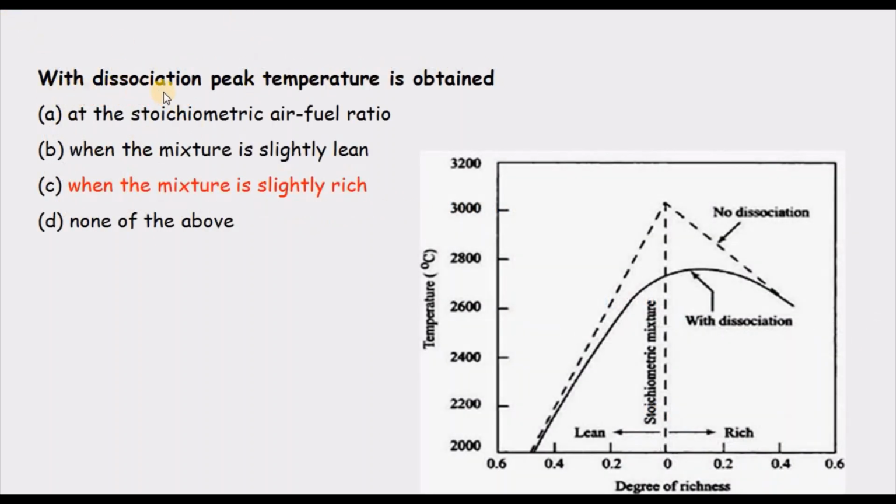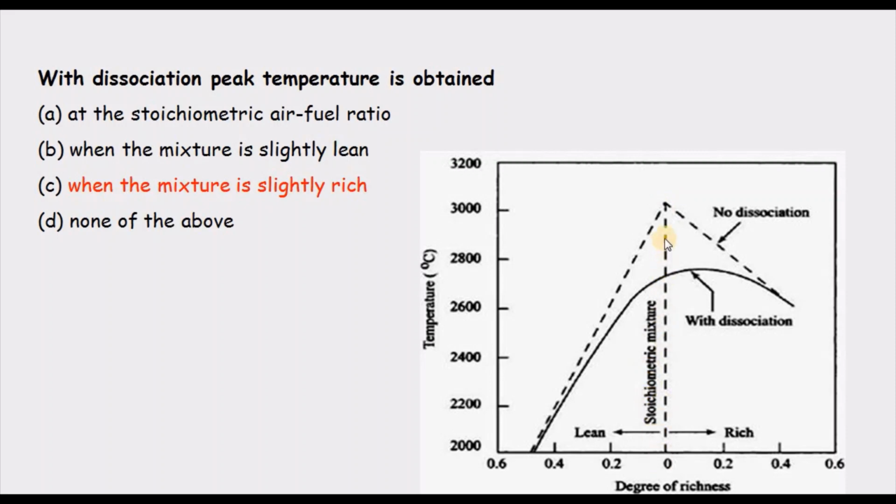Now the next question is, with dissociation, peak temperature is obtained when? At stoichiometric air fuel ratio, when the mixture is slightly lean, when the mixture is slightly rich, or none of the above. These are the options. From this graph, we can clearly see that this dark line indicates the change in temperature with change in air fuel ratio, while the dotted line indicates no dissociation, and this indicates with dissociation.